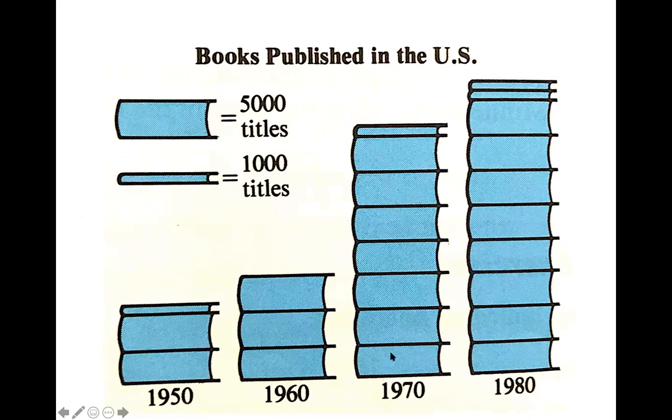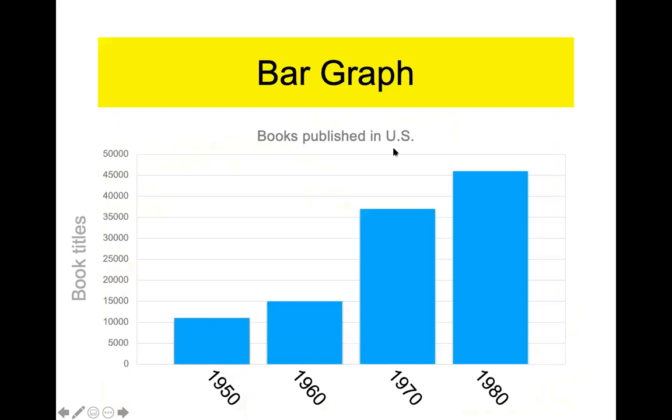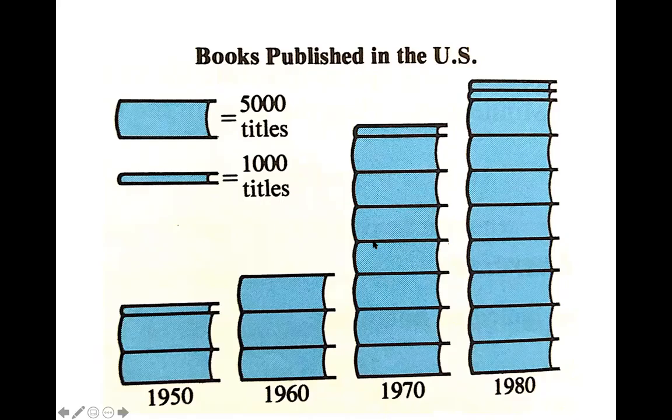So let's see, 5,000, 10,000, 15,000, 20,000, 25,000, 30,000, 35,000 plus one, 36,000, 36,000. Notice here's my scale right here for the bar graph. It's done the same way. So pictographs, you'll see these a lot in readings that aren't primarily math focused. So they like to use pictographs.